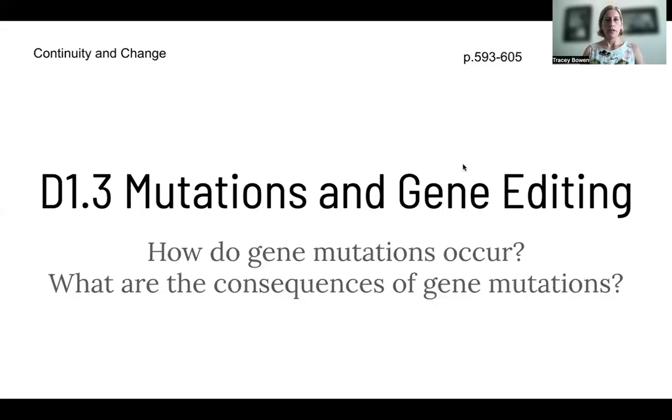Hey all, so today we're going to be looking at D1.3, which is mutations and gene editing, and this is related to continuity and change. So how are things changing? How are they staying the same? This is in the Oxford textbook from page 593 to 605, and what we're trying to answer is how do gene mutations occur, and what are the consequences of those gene mutations?